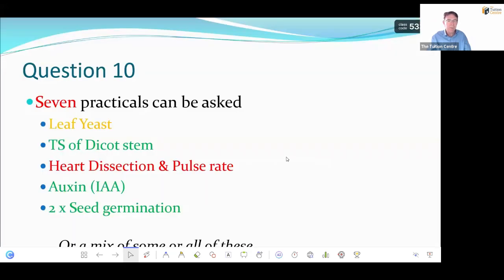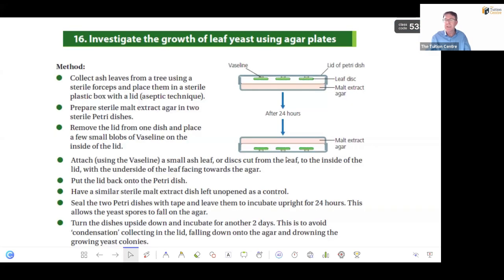I'm going to fly through just a few of these. The leaf yeast, I think, is a good one to know. I'm not going to do the heart dissection and the pulse rate with you. I'm not going to do the auxin one. Oh, sorry, I am going to do the auxin one with you. The seed germination ones are dead easy. This one we looked at already, the Vaseline leaf discs. We talked about how you collect them with a sterile forceps and everything.